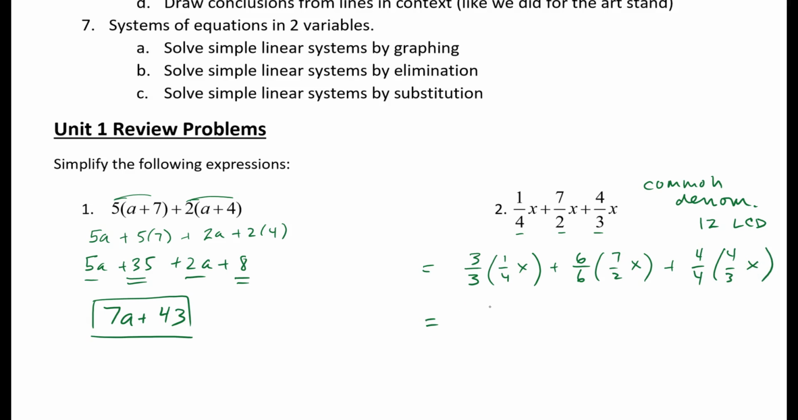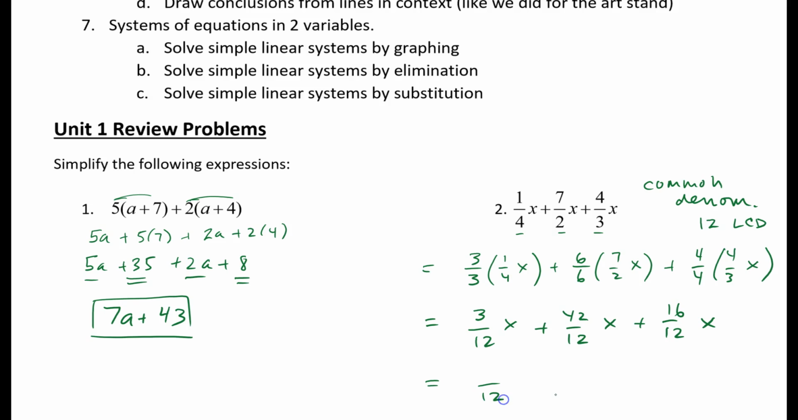So 3 times 1 is 3, 3 times 4 is 12, so 1/4 x is the same as 3/12 x. This one is 6 times 7 is 42, divided by 12 x. And then we have 4 times 4 is 16, 12ths x. And now this is very straightforward to add. We have all the common denominators, so we just have to add the numerators.